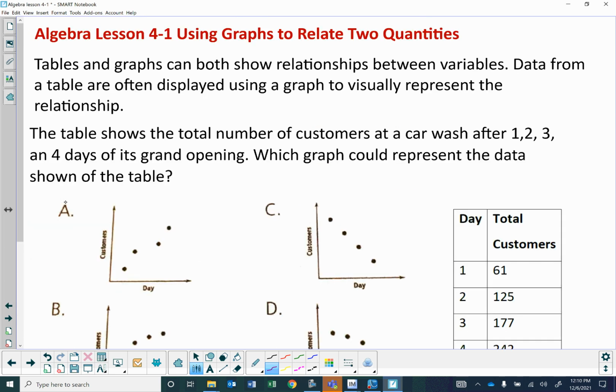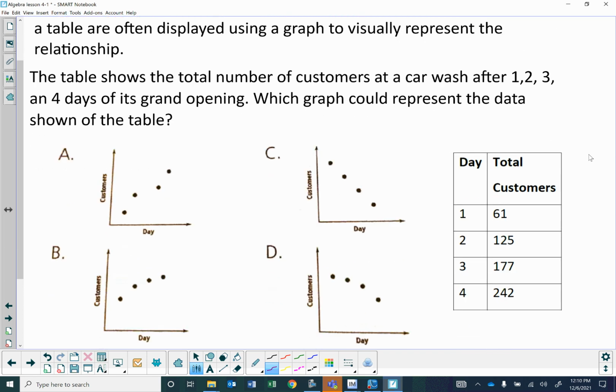All right. Tables and graphs can show both relationships between variables. Data from the tables is often displayed using a graph to visually represent the relationship. Okay. Here we have a table in this particular problem. It has the number of days and then total customers. The table shows the total number of customers at a car wash after 1, 2, 3, and 4 days of its grand opening. Which graph could represent the data shown in the table? So on the first day, they had 61 customers. On the second day, they had 125 customers. Third day, 177 customers. And fourth day, 242 customers.